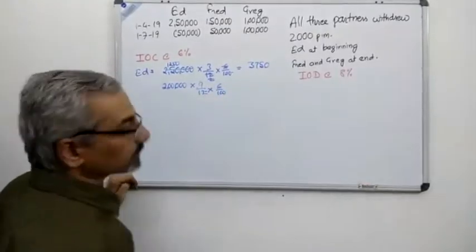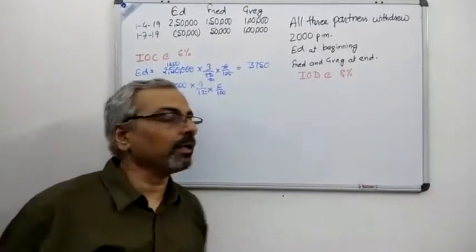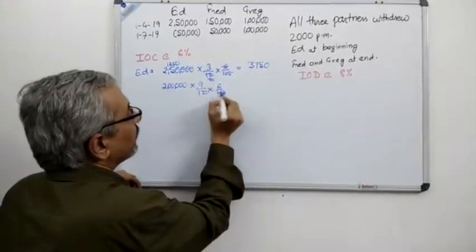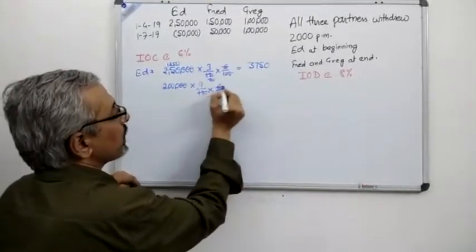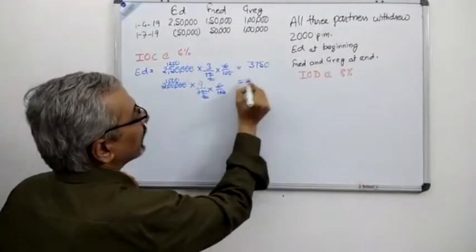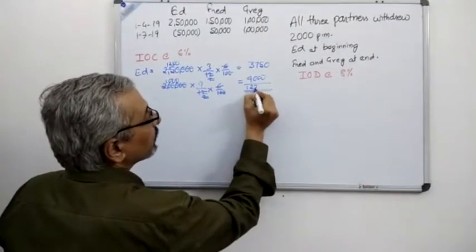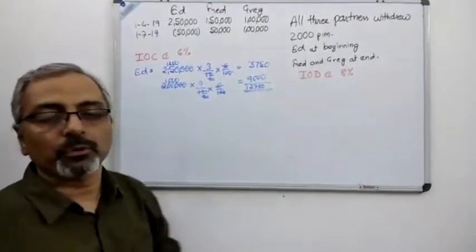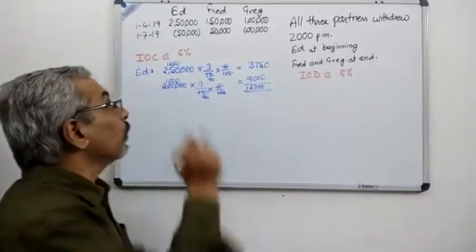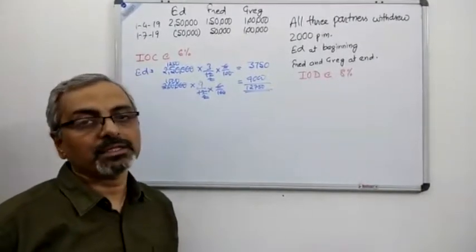Now after the 1st of July, see very carefully, each partner will have exactly 2 lakh, and that will be there for 9 months. Repeat again, that will be there for 9 months. So we can see over here 2 lakh into 9 by 12 into 6 by 100. Taking that calculation which we are doing over here, the amount will become 9,000. So this will remain constant with all the partners, because from 1st of July 2019, all three partners, Ed, Fred and Greg, will have the same balance, that is 2 lakh.